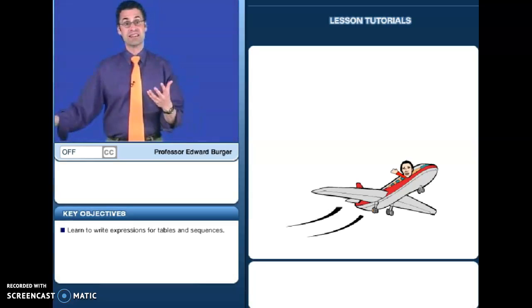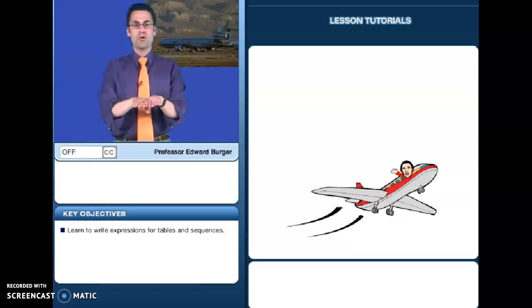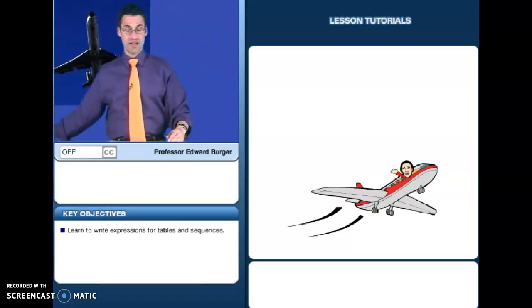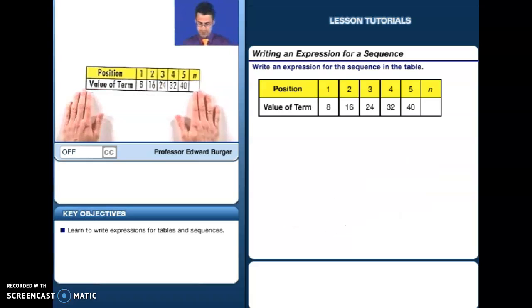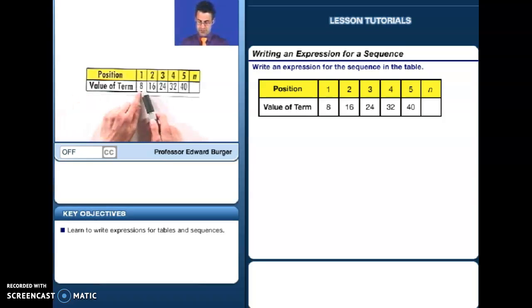All right, so let's see if we can continue this journey of taking off, sort of going down the runway of known values and all of a sudden take off into the unknown value, the general value. So here's a table. Again, the position is given by these numbers here in yellow, 1, 2, 3, 4, 5. This is where we are in our sequence. And then here's the value of each term. So the first term is 8, the second term is 16, the next term is 24, the next term is 32, the next term is 40. And the question is, can we figure out a pattern here?